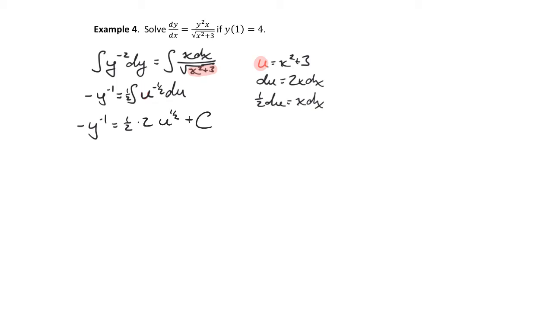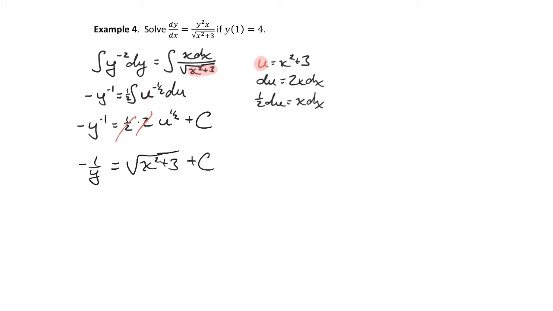So the 2 and the 1/2 will reduce. On the left side, I'm going to rewrite that as negative 1 over y equals u to the 1/2. Well, u was the square root of x squared plus 3, plus a constant.